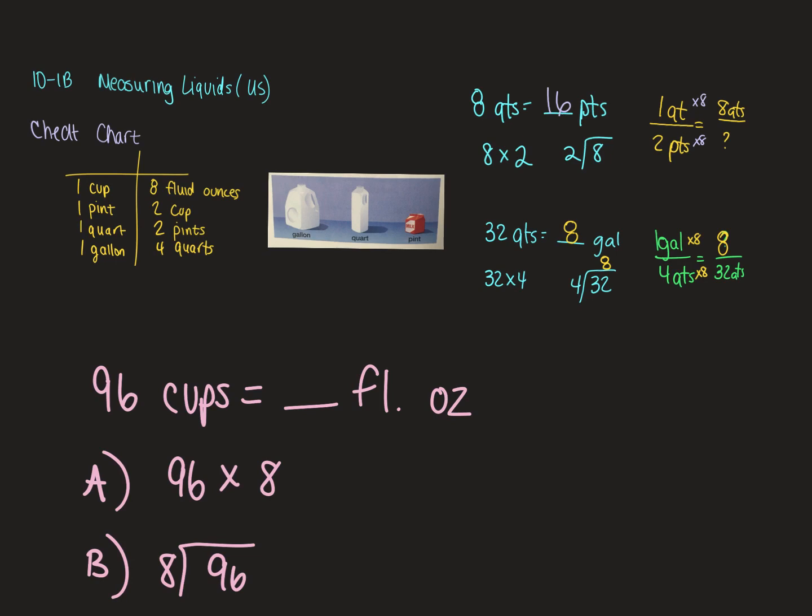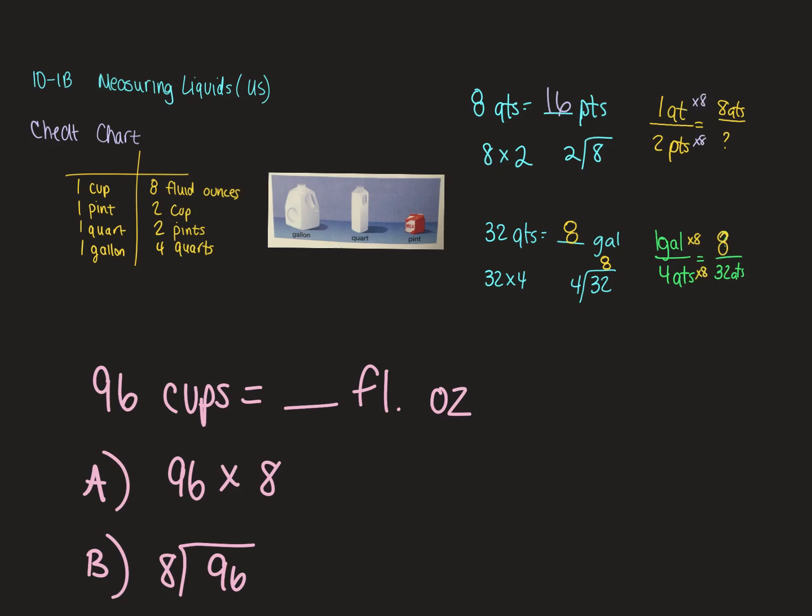All right, here's your first video question. We're going to take 96 cups and change it into fluid ounces. I'm either multiplying or I'm dividing. If you want to make the fractions like we did before, that helps you. You know that you're getting a big number, so you're multiplying. You're getting a smaller number, so you're dividing. Or you can look and see what the pattern is.